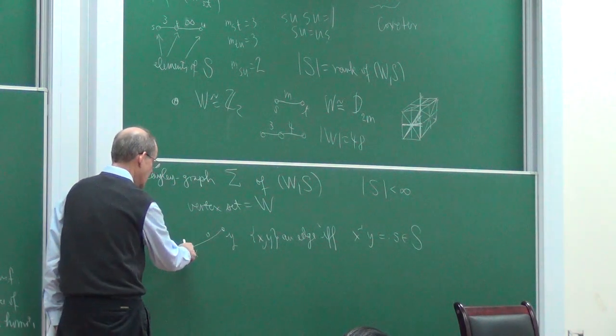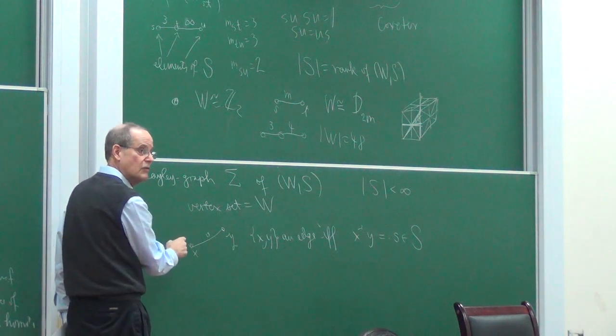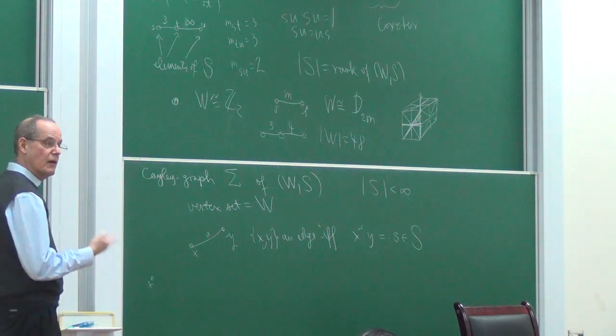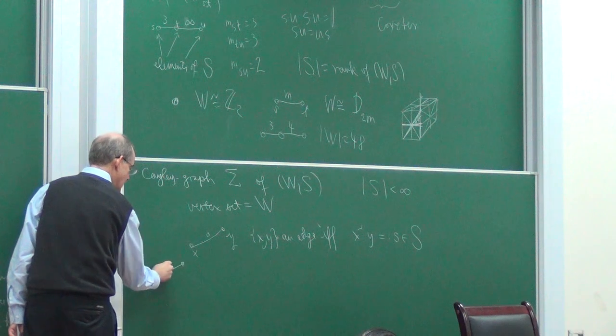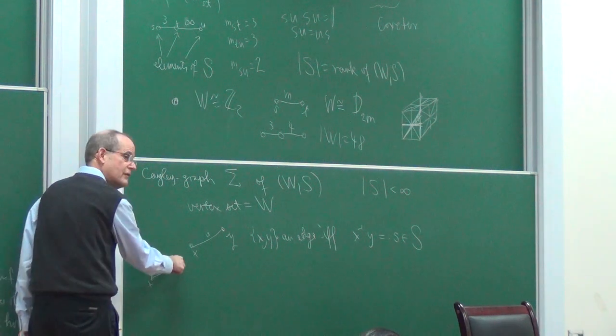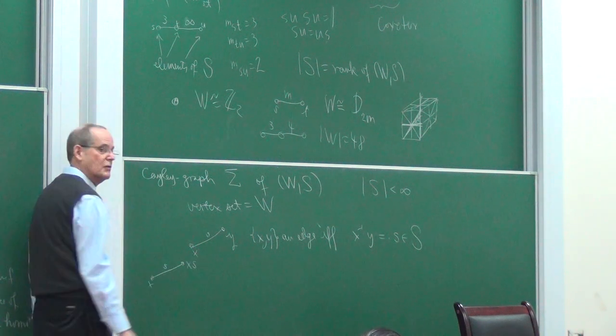But the valency of this graph is equal to the cardinality of S. Because if we choose an arbitrary vertex and an arbitrary element of S, then there's a unique edge with this color s. And the other end of this edge is equal to x right multiplied by s.